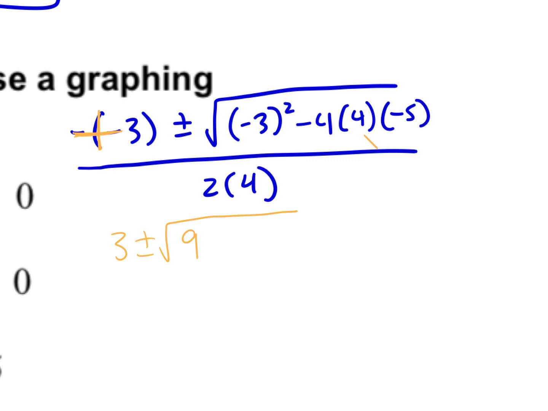I would personally multiply 4 times negative 5 first, because that would be negative 20. And then multiply negative 20 by negative 4, so that would be positive 80. Because if I multiplied 4 times 4, that would be 16. 16 times 5, we can do it, but not as easily. Over 2 times 4, which is 8. So this would be 3 plus or minus square root 89 over 8.